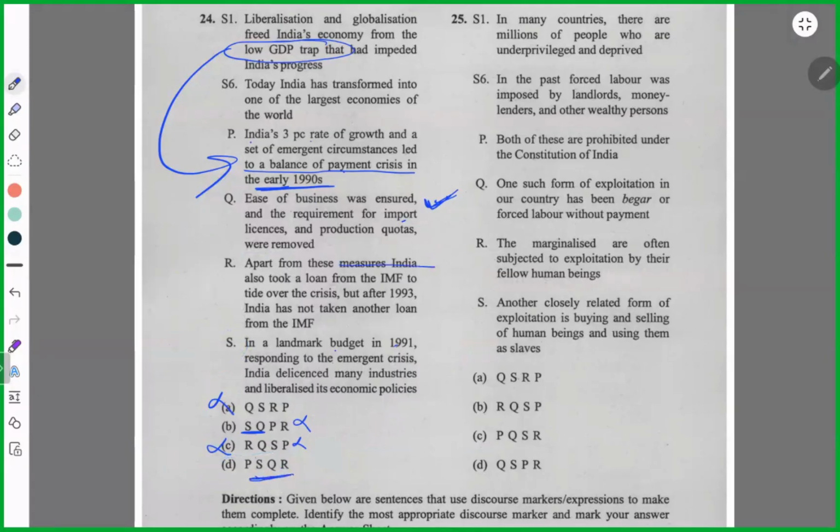Apart from these measures, India also took. Yes, this is the relation now. So QR is the relation. So loan took from IMF to tide over a crisis. But after 1993, India has not taken another loan from the IMF. Today, India has transformed into one of the biggest. Again, connecting these dots.